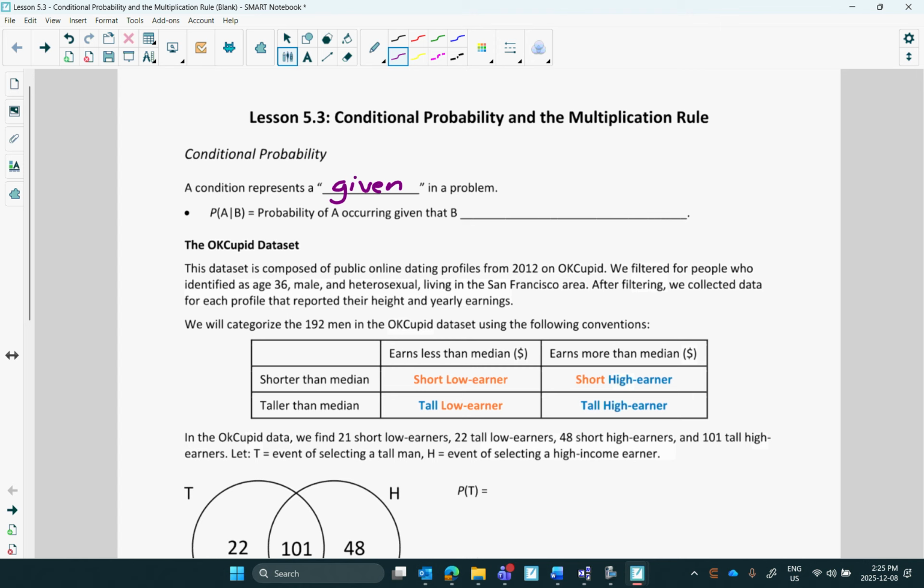In probability, we would use a vertical bar with two events beside each other. So how this would read is, what is the probability of A given B? Or in other words, what's the probability of A happening given that B, some other event, has already happened or has already occurred?